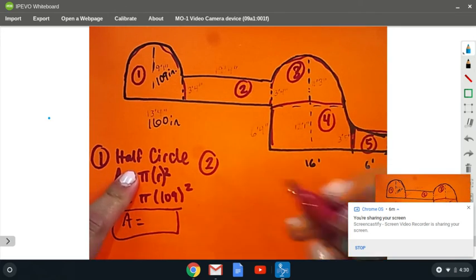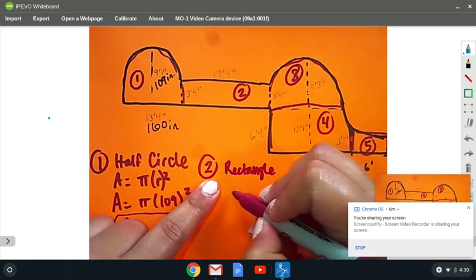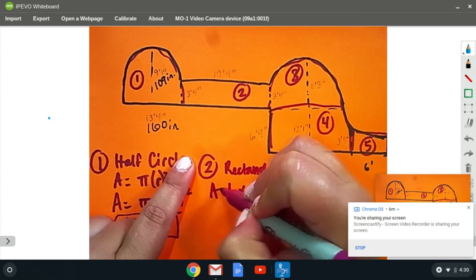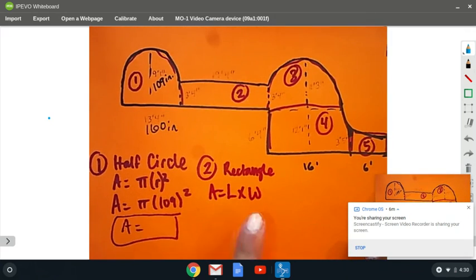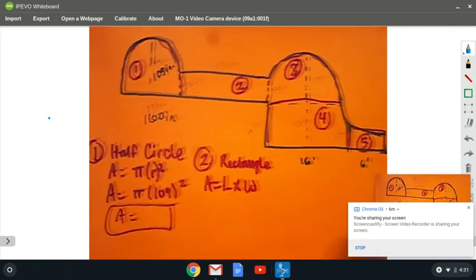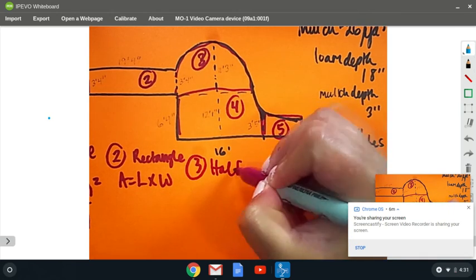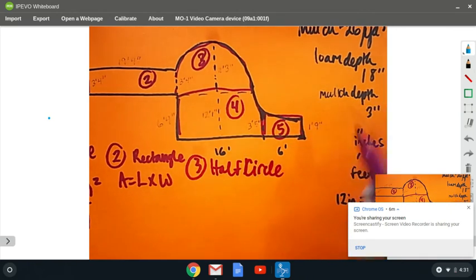Okay, so we talked about one half circle. This is a rectangle. This one should be super easy. Just length times width is my area of a rectangle. I don't think I need to go over that one. Just make sure you convert those to inches. Number 3 is another half circle. We just went over one like that, so you should be good with that one.